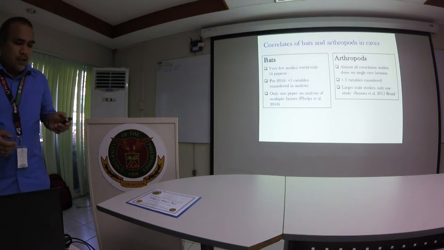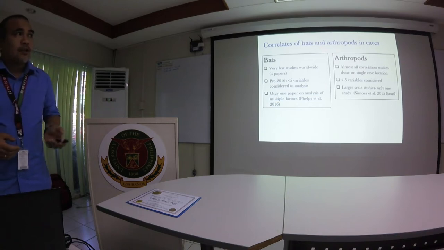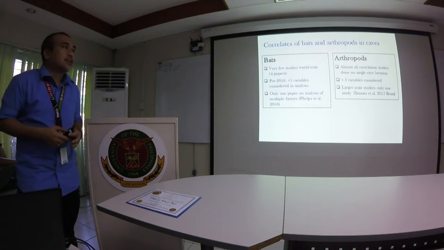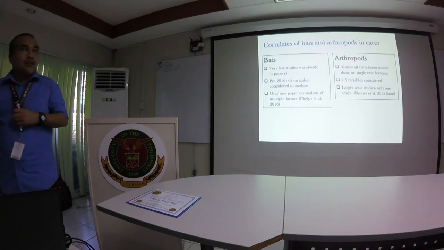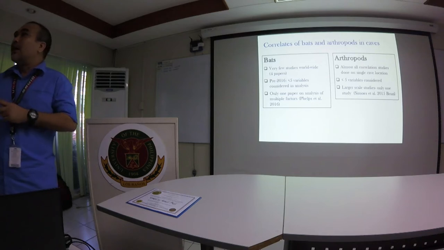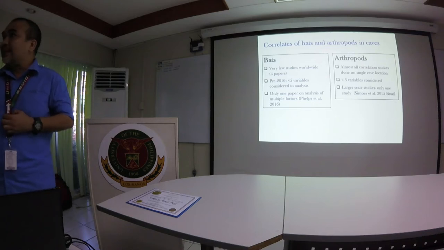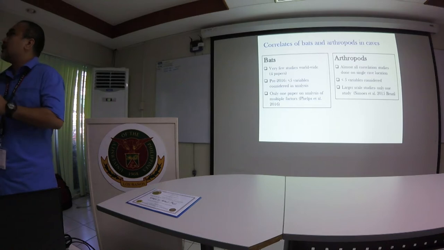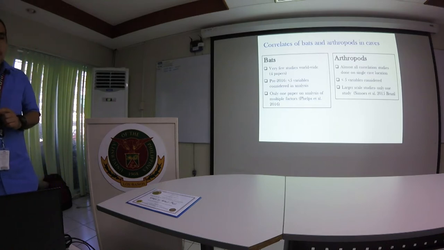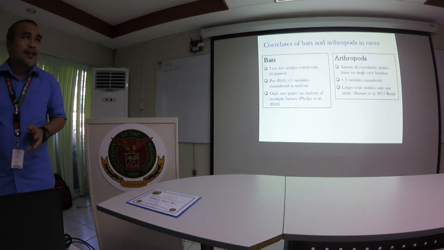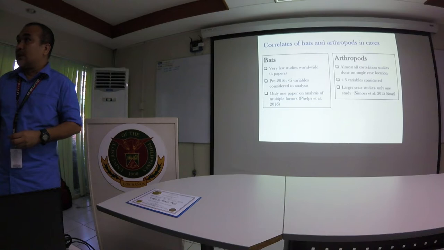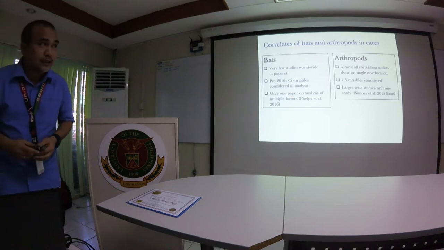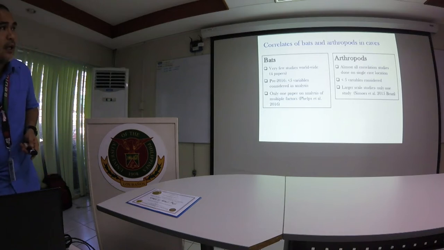And for arthropods, almost all correlation studies were done on a single cave location. Usually what they did was look at the attributes just inside the cave, such as distance from the entrance, pH, what have you. And then, similar to bats, fewer than five variables were considered, and there was only one large-scale study, done in Brazil by Simoes.